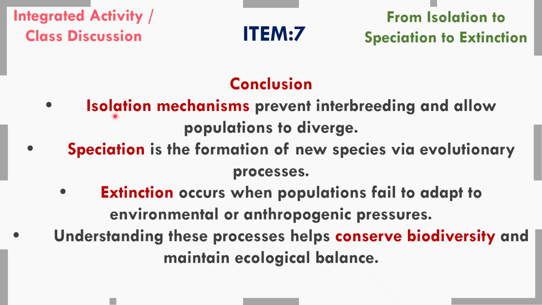Conclusion. Isolation mechanisms prevent interbreeding and allow populations to diverge. Speciation is the formation of a new species via evolutionary processes. Extinction occurs when populations fail to adapt to environmental or anthropogenic pressures. Understanding these processes helps conserve biodiversity and maintain ecological balance.